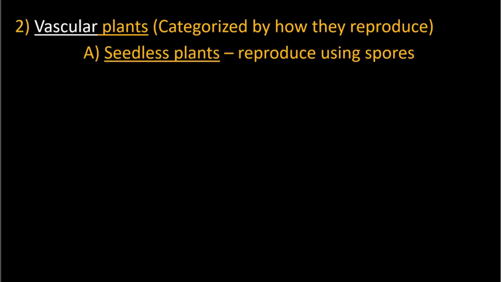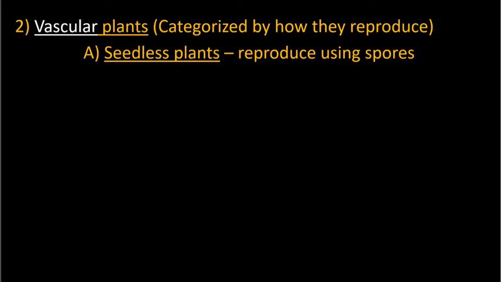Okay, however, the other group we didn't really talk about other than the fact that it has vascular tissue. It has the passageways internally. Now, this group of vascular plants is actually divided up into different groups. And that is primarily based on how they reproduce. And the first group is one that is seedless. These reproduce by spores instead of seeds.